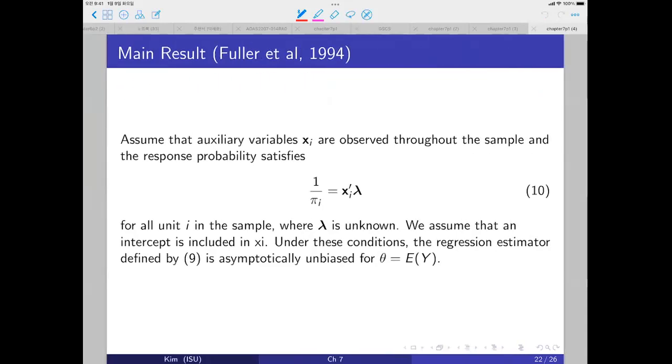So that is this. If the inverse of the true response probability is in the column space of X, then this holds. This is an assumption about pi I, where pi I is the probability of delta equal to 1 given x I. So this is actually a model assumption about the response mechanism, and under that assumption, this is the second set of assumptions that justifies the regression estimator.